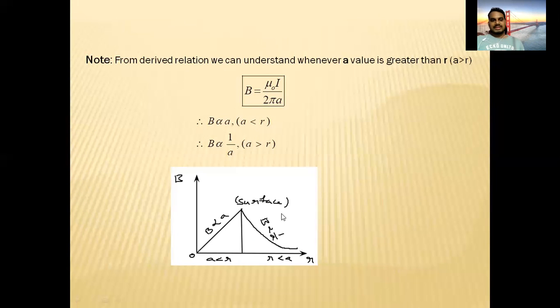Okay, so let us discuss one more application, or example you can say, now about a hollow cylindrical wire. Till now we discussed a solid cylindrical wire. Now let us discuss a hollow cylindrical wire. Okay.